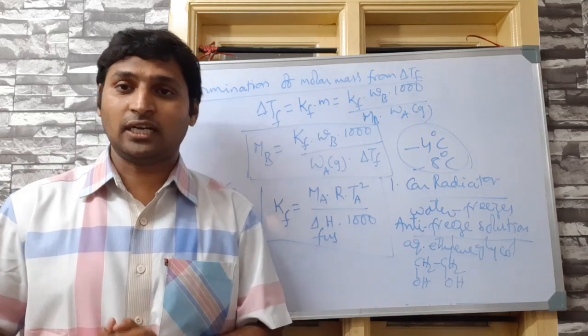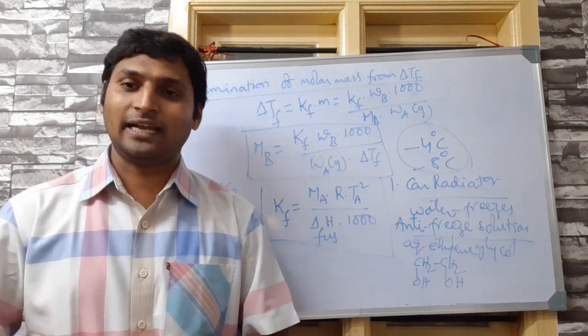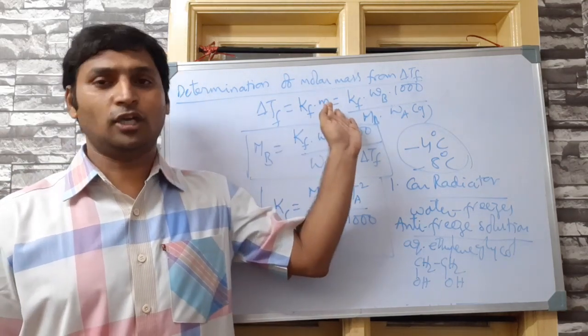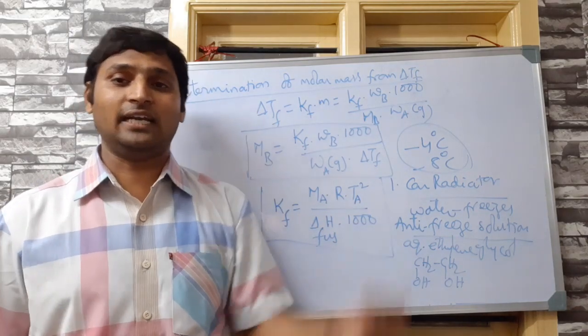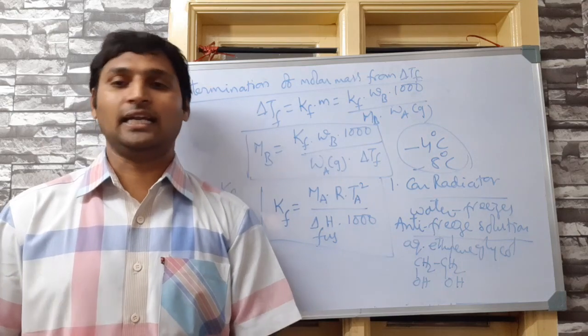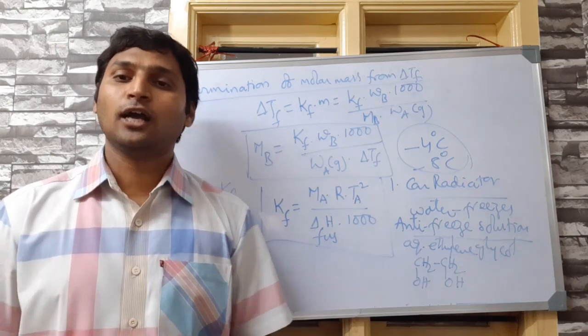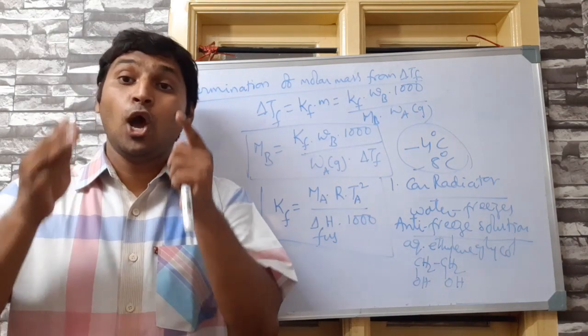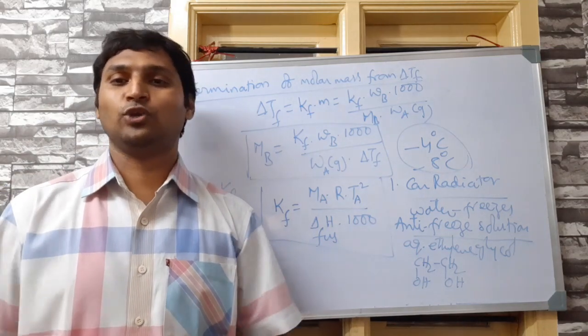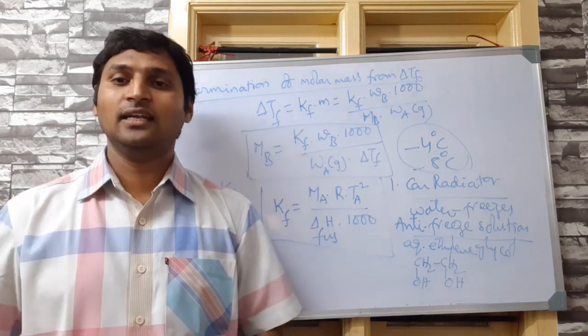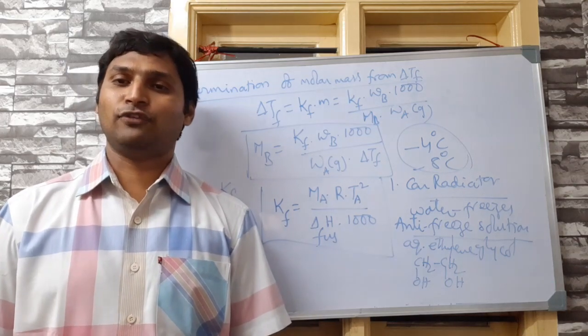Again, should I have mentioned why delta Tf is a colligative property? Delta Tf is proportional to molality. So, solutions of different substances having same molality would have the same value for delta Tf. That's why it is a colligative property, because it is depending only on the number of particles of solute, not on the nature of solute. Is that clear? That is about depression in freezing point.